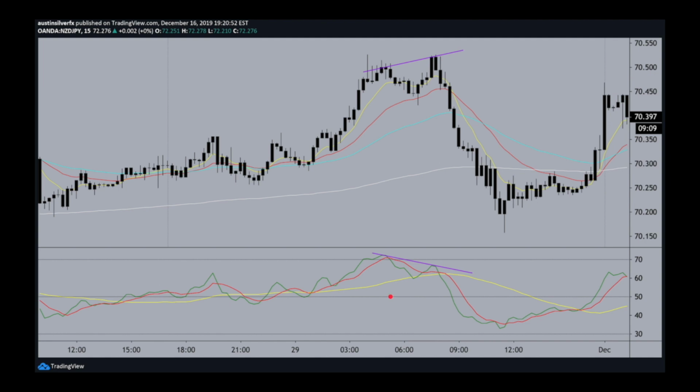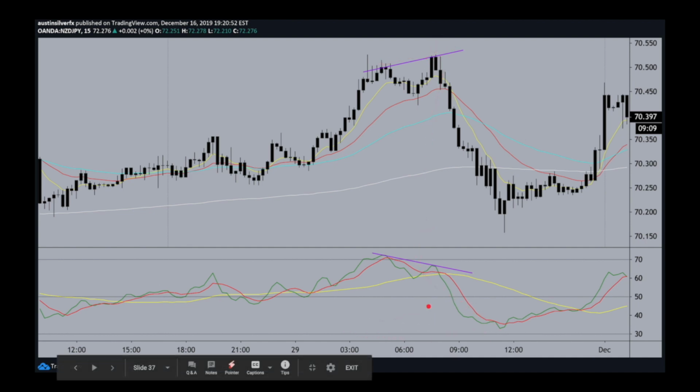This is another example of a potential reversal. NZD-JPY, you see the RSI set its high, price action comes a little higher, that creates divergence. That can signal change. What's the change?